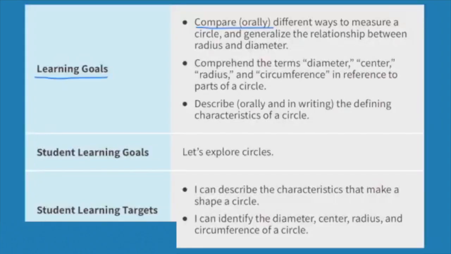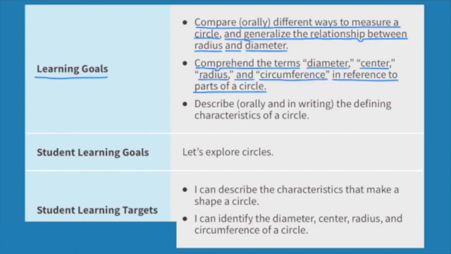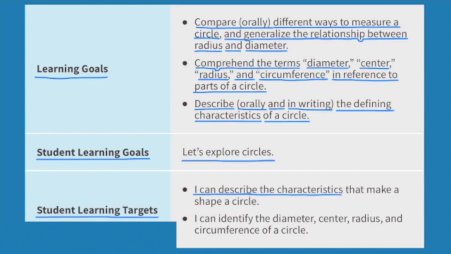Learning goals. Compare orally different ways to measure a circle and generalize the relationship between radius and diameter. Comprehend the terms diameter, center, radius, and circumference in reference to parts of a circle. Describe orally and in writing the defining characteristics of a circle. Student learning goals. Let's explore circles. Student learning targets. I can describe the characteristics that make a shape a circle. I can identify the diameter, center, radius, and circumference of a circle.